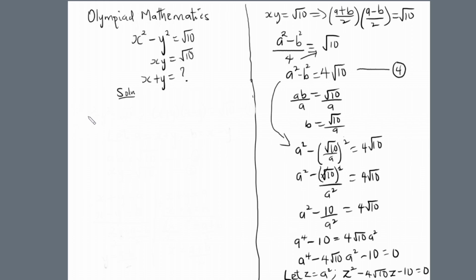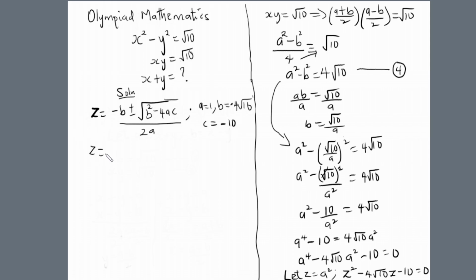We have what we call the quadratic formula. All right, in the quadratic formula, we can write z to be minus b plus or minus the square root of b squared minus 4ac, over 2a. So from this, I can say a is the coefficient of z squared, which is 1. b is the coefficient of z, which is minus 4 root 10. And c is the constant, minus 10.